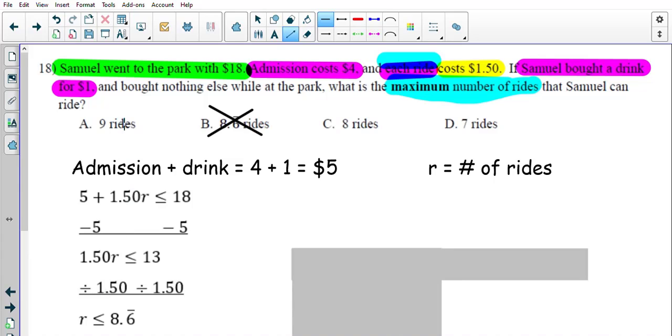So 9 rides, well, 9 is not less than or equal to 8.6 repeating, so we can eliminate that. Now, both 8 and 7 do make this inequality true. They're both less than or equal to 8.6 repeating, but keep in mind we're trying to determine the maximum number of rides that Samuel can ride. He can ride 7, but the maximum number he can ride is actually 8.